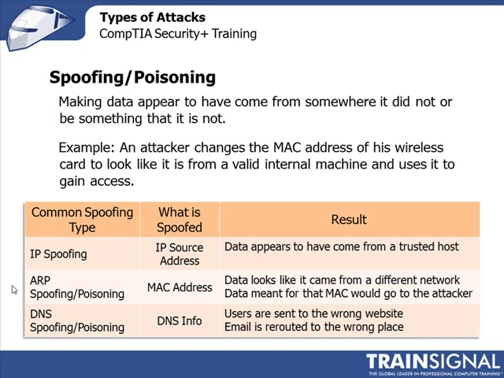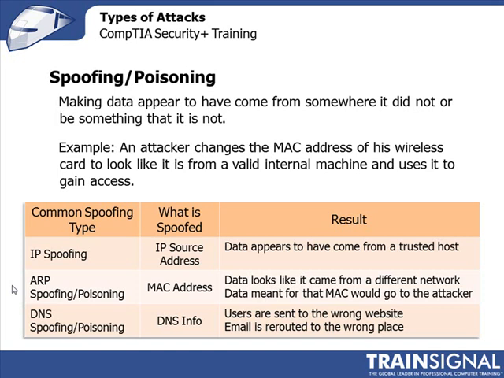Then ARP spoofing, or sometimes called ARP poisoning or ARP cache poisoning. ARP, that's Address Resolution Protocol. And when an attacker does ARP spoofing, the MAC address for the attacker's machine is changed to look like it came from a different network. And actually, if the attacker spoofs his MAC to look like the default gateway, then any traffic meant for that gateway will now go to the attacker instead. So you can see the possibilities for harm here.